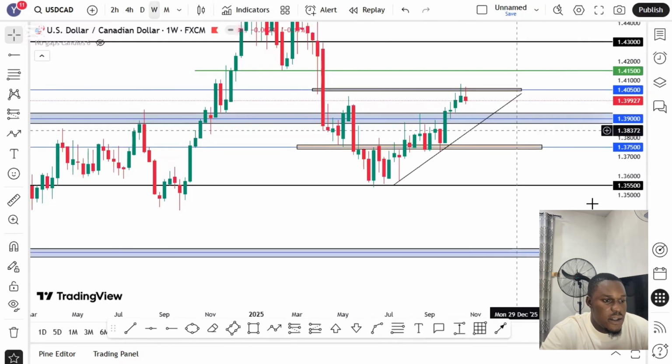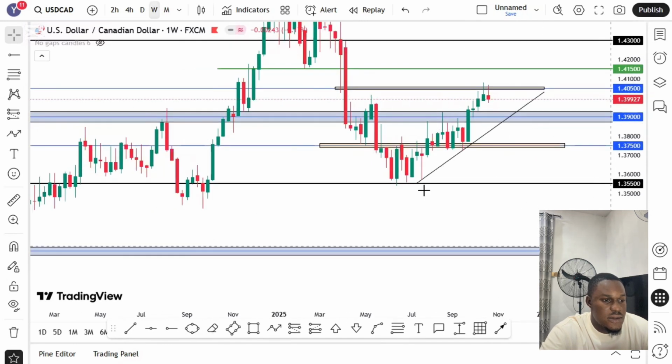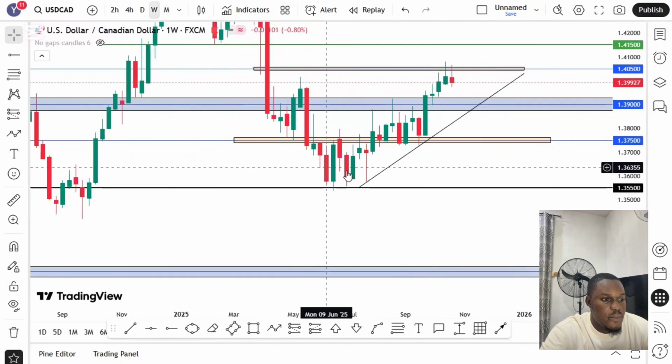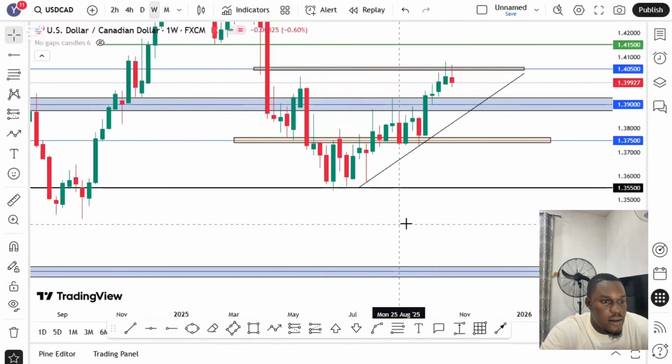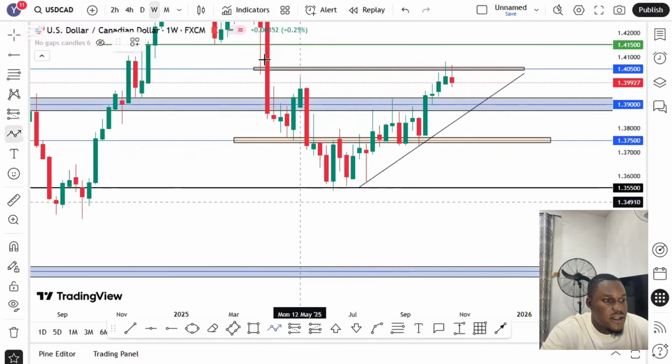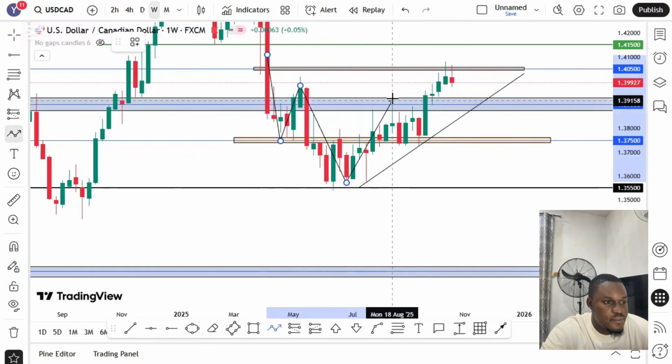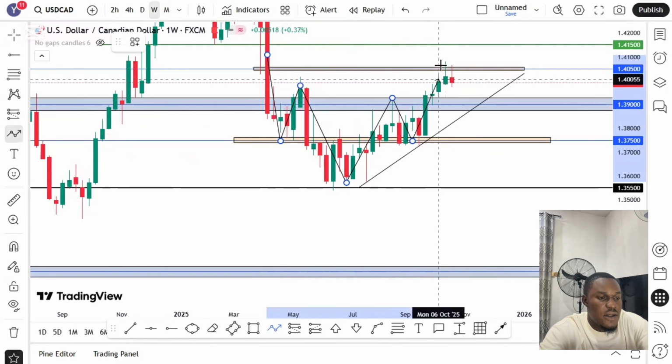So on the weekly time frame, this was the support that the market moved from. You have the support right here, and I am also seeing an inverse head and shoulder pattern, where the left shoulder, the head, and the right shoulder are right here, and we are trading above it right now.